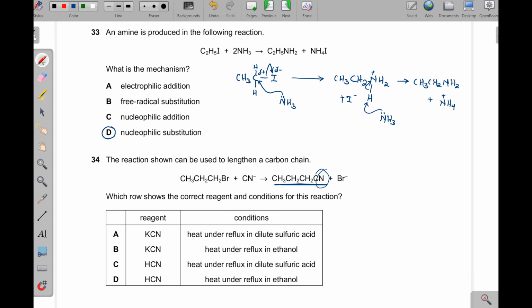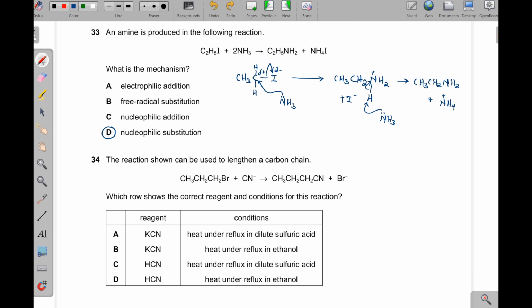So I can oxidize this one, then I get a carboxylic acid, and then I put other conditions to get whatever I need. Which row shows the correct rearrangement and conditions for this reaction? Now, the cyanide here must be in a solvent called ethanol. So we can have potassium cyanide, then in ethanol. Look for ethanol. You're seeing it here, and here. But usually we are using potassium cyanide, then in ethanol.